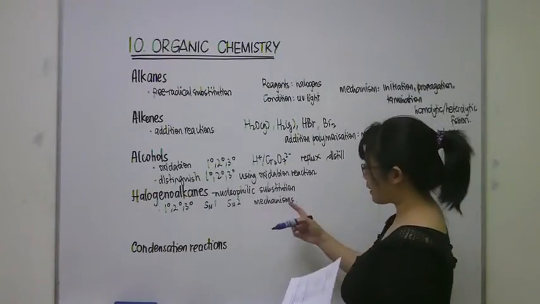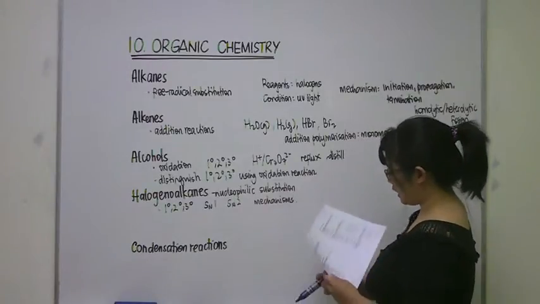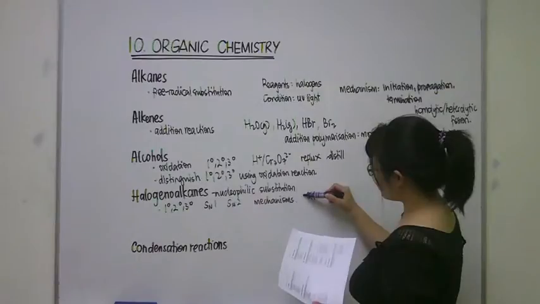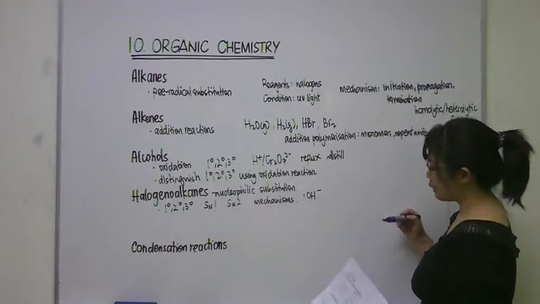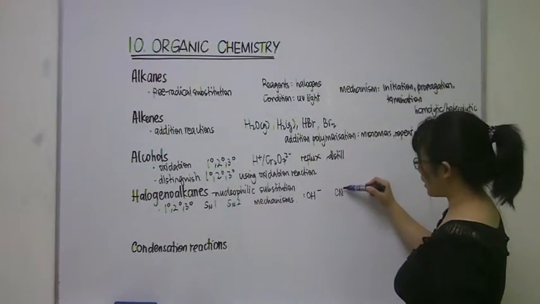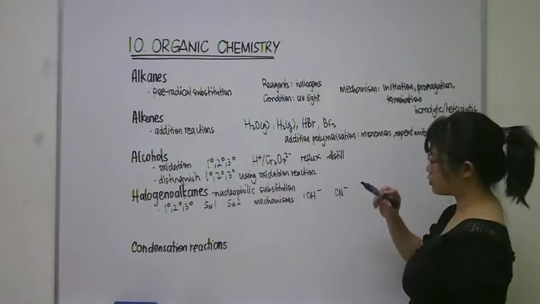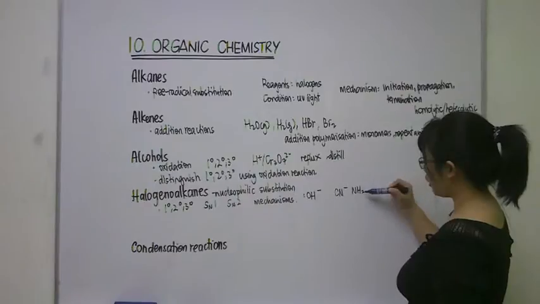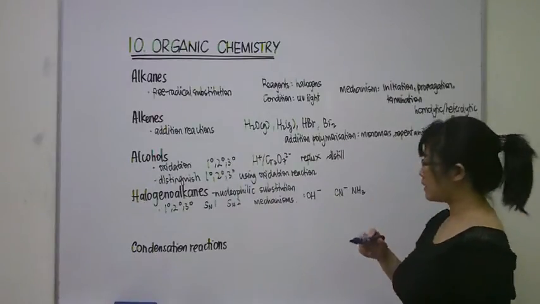Now for the higher level, there are more things that need to be studied. In standard level, the only nucleophile that you need to be concerned about is OH minus. But in higher level, you need to also add CN minus and ammonia, okay, as nucleophiles.